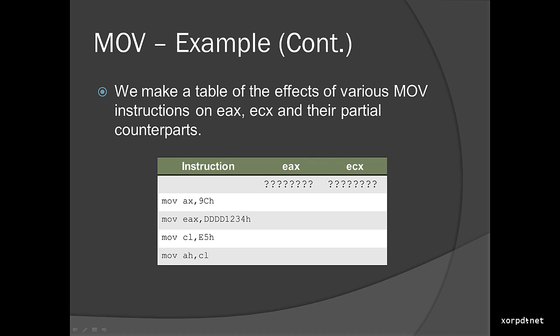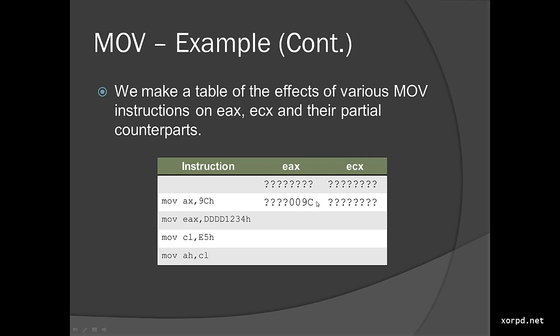Another example regarding the move instruction. This time we make a table of the effects of various move instructions on EAX, ECX, and their partial counterparts. Again, we assume that we don't know the initial values of EAX and ECX, and we mark it by question marks. I remind you that there is something in EAX and ECX, we just don't know what it is. So we begin with the first instruction. The first instruction copies the value 9C into AX. And we get this result.